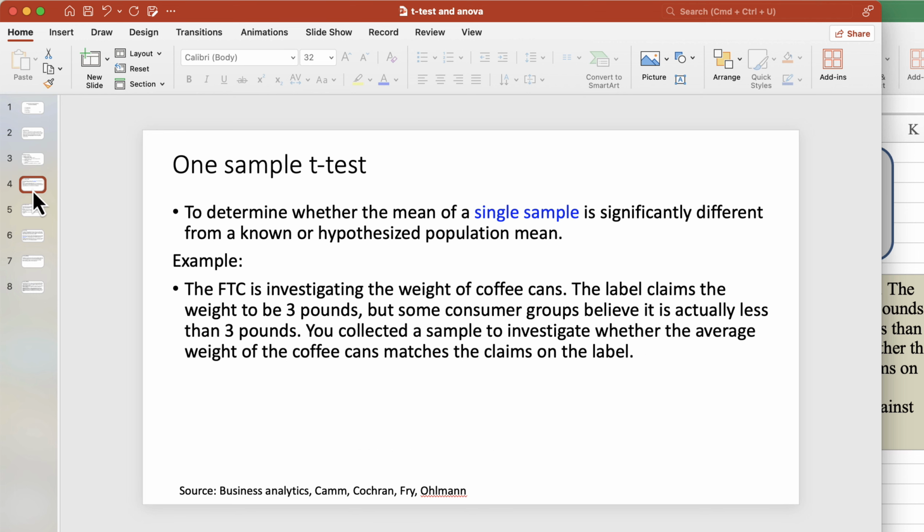So the very first one is one sample t-test. In one sample t-test, we have only one sample, and we want to compare its mean to a known or hypothesized population mean. For example, FTC is investigating the weight of coffee cans and the label claims the weight is 3 pounds, but some consumers believe that it's actually less than 3 pounds. You collected a sample to investigate whether the average weight of coffee cans matches the claim. So you want to compare two things: the weight of coffee cans mentioned on the label, which is 3 pounds, and the actual weight of coffee cans obtained from lab testing. And for this purpose, we'll be conducting a one sample t-test.